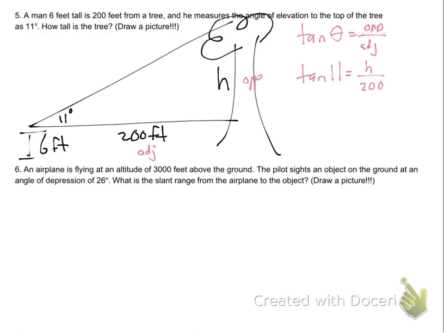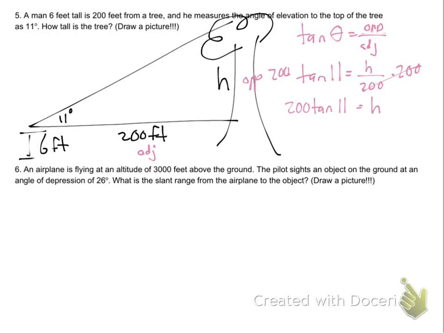200. How do I solve for h? These are the nice ones. Times 200 on each side. Just multiply both sides by 200. So h is equal to 200 times tangent of 11. Some of you guys will have to put tangent of 11 first, hit enter, then multiply by 200.